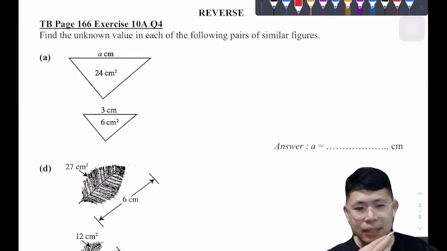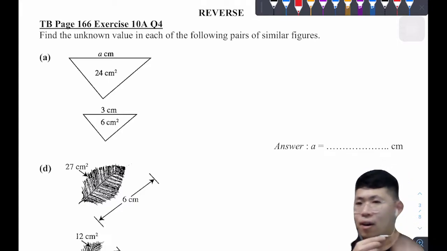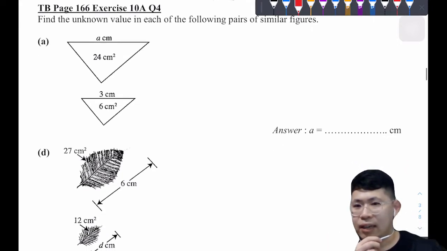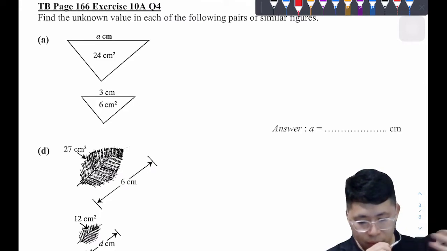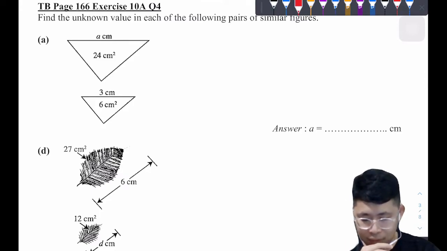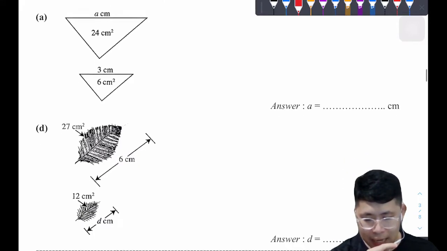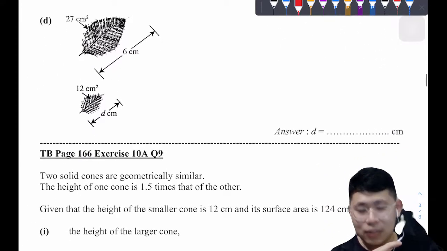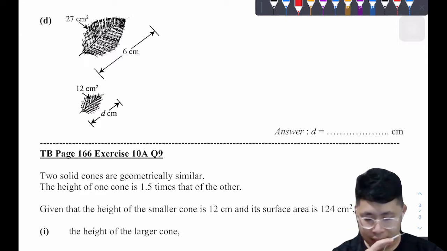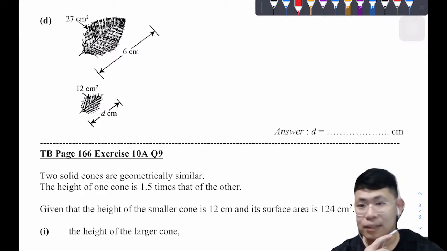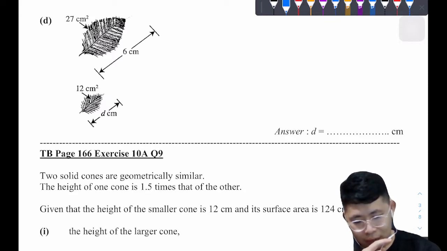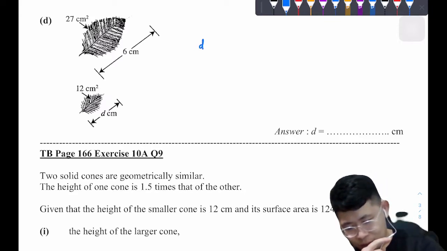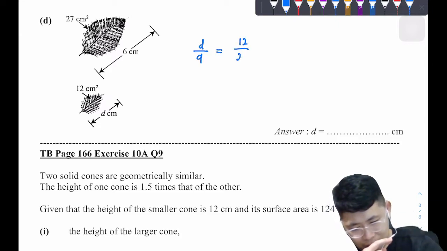Let us look at the second type of reverse case, where we have exercise 10A and question 4. We need to look for the unknown length now. I will focus on part D, and the rest I will let you try out. These two are similar figures, it's just that one is bigger than the other. How do I relate this? I'm looking for D. So D over 9 is equal to the area 12 over 27.